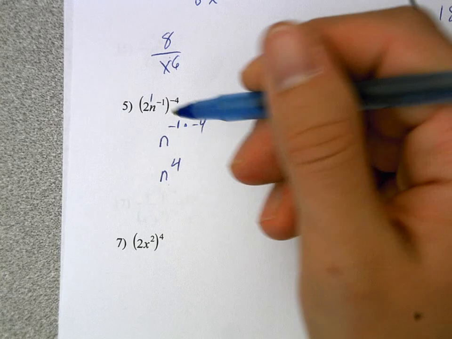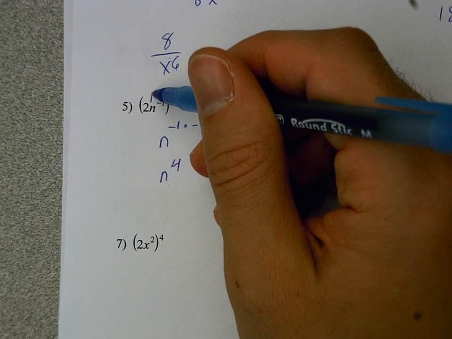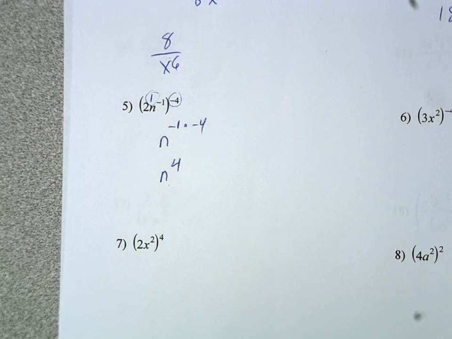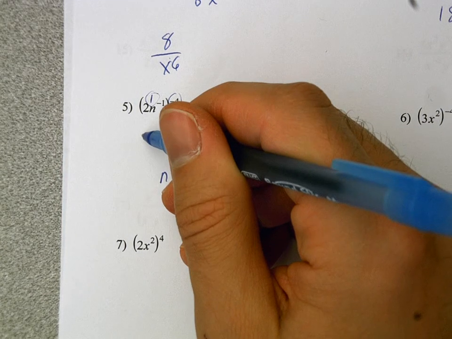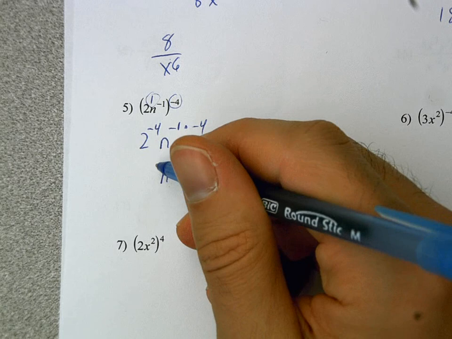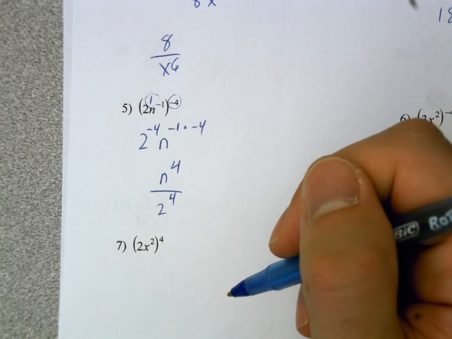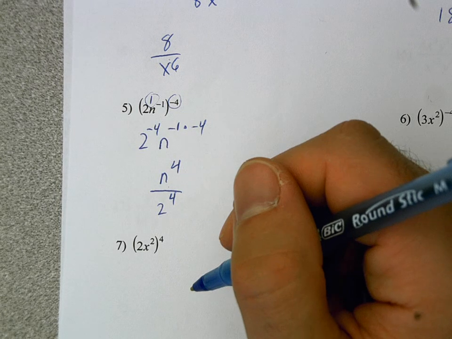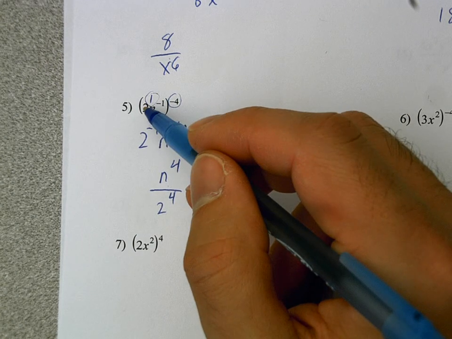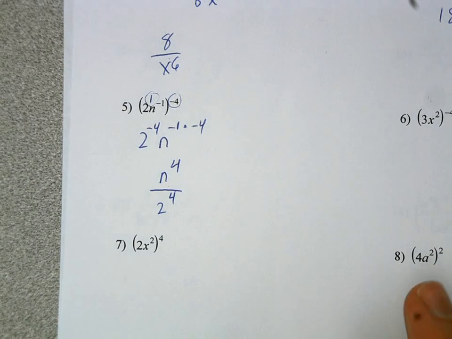Can everybody agree that that 2 is to the 1st power? If you need a number to have an exponent, you can always put a 1 on it. So here I can do 1 times negative 4, which would be 2 to the negative 4th power. And that means when I finally write this, I'm going to put the 2 to the 4th power on the bottom. So again, if there is a number, its exponent is 1, and that 1 gets multiplied by the exponent outside.